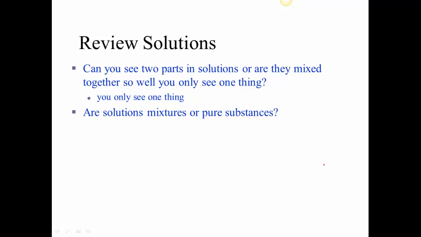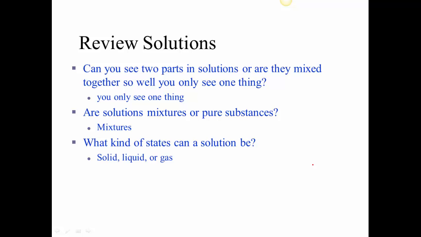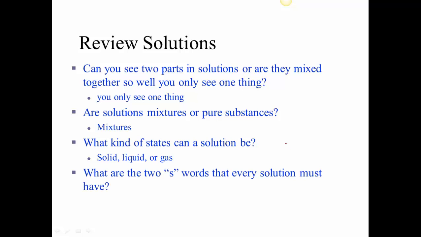Are solutions mixtures or pure substances? They are mixtures. What kind of states can they be in? They can be in a solid, liquid, or gas, just like any other pure substance. And what are the two S words that every solution must have? That's your solute and your solvent.